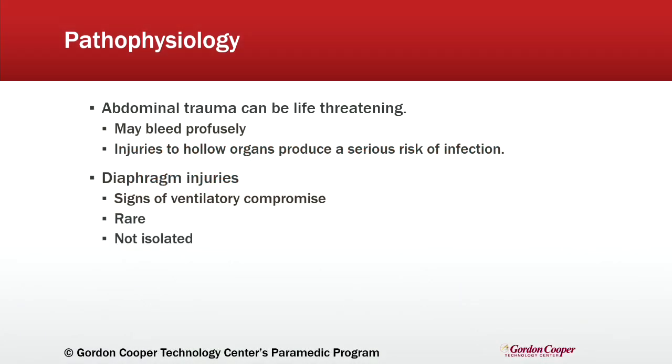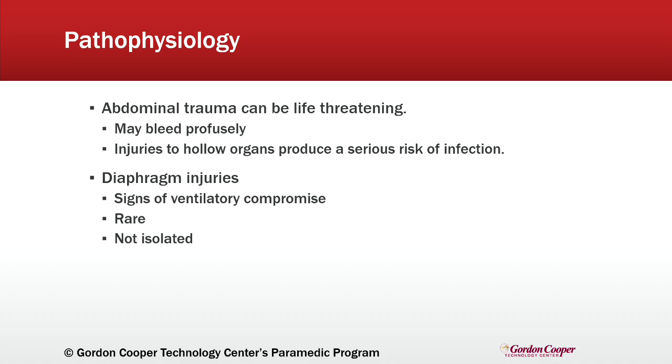Okay, so the pathophysiology. Abdominal trauma can be life-threatening because injuries can bleed profusely, and they can hold a large amount of blood internally, as we've discussed. Injuries to hollow organs also carry a serious risk of infection. The main causes of death from abdominal trauma are hemorrhage and systemic infection.